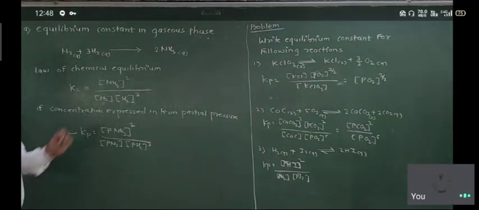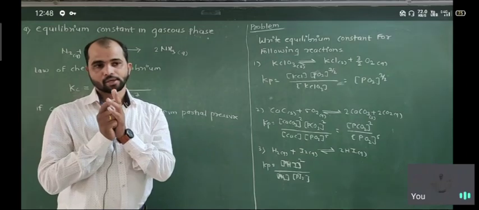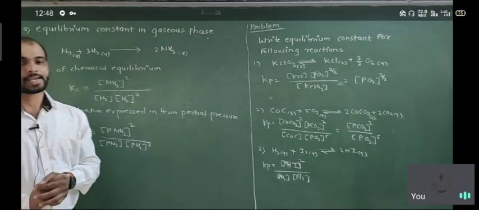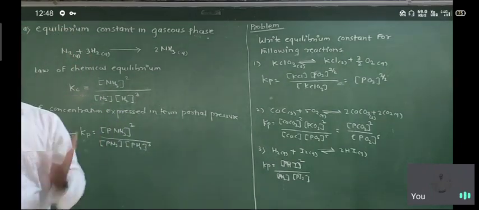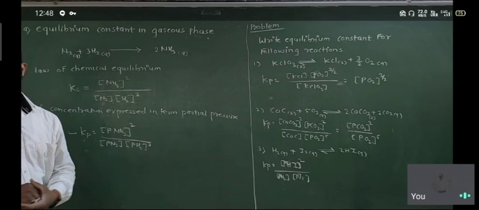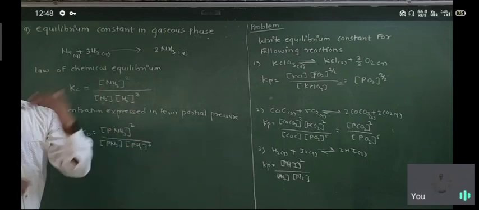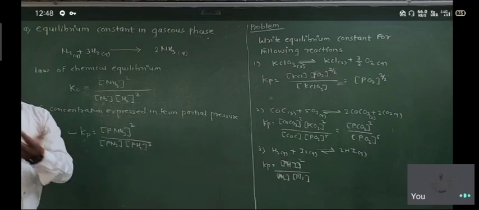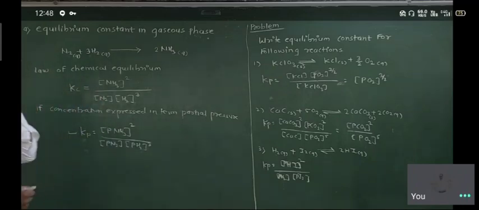But what is the point? The equilibrium constant in a gaseous phase means the reactants and products are in a gaseous state, meaning the reaction proceeds in a gaseous state. Sometimes gaseous molecules are used and they convert into gaseous products, or sometimes solid reactants are used and they convert into gaseous products.